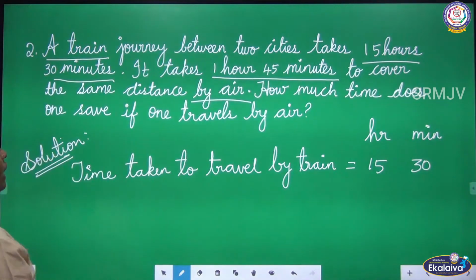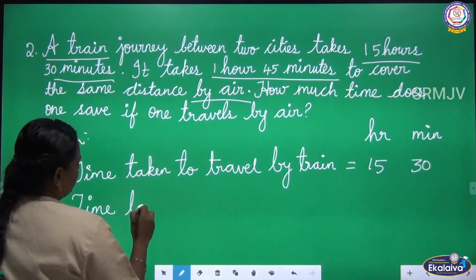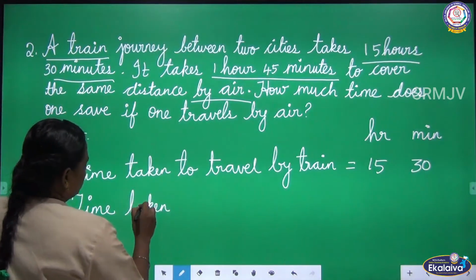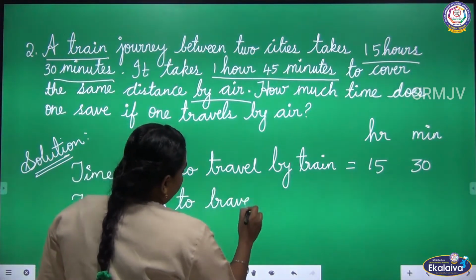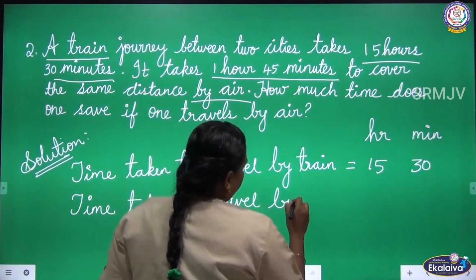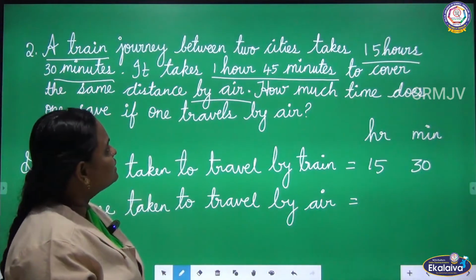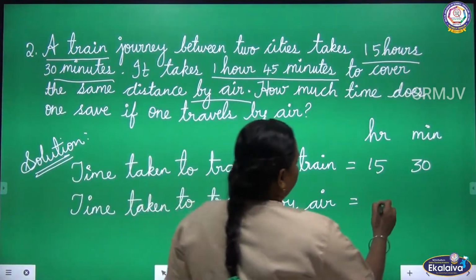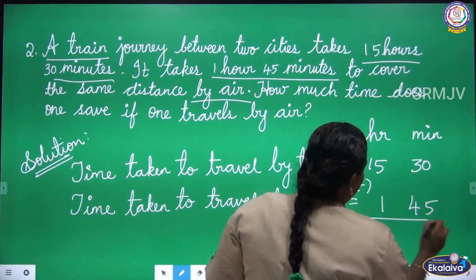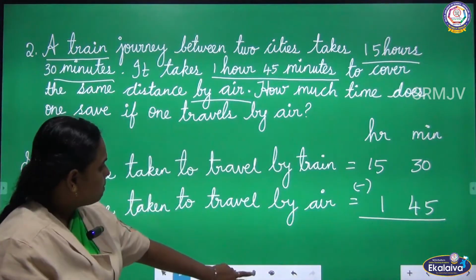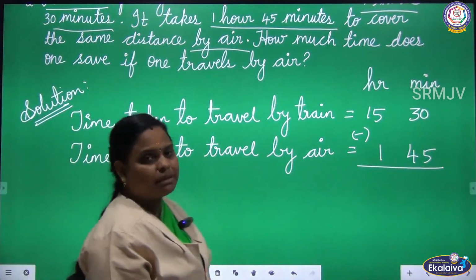Next, by air. So time taken to travel by air. So by air means by flight. How many hours? 1 hour and then 45 minutes. So if you find the difference, then you will find the saving time. So shall we subtract, children?